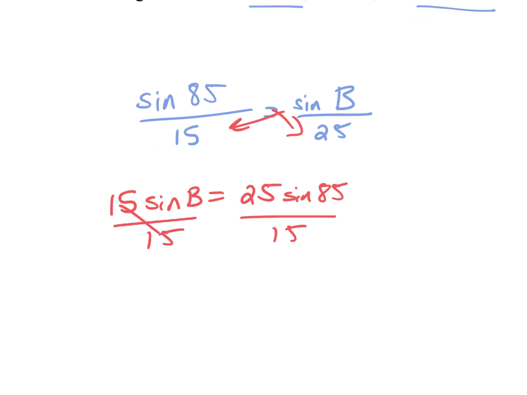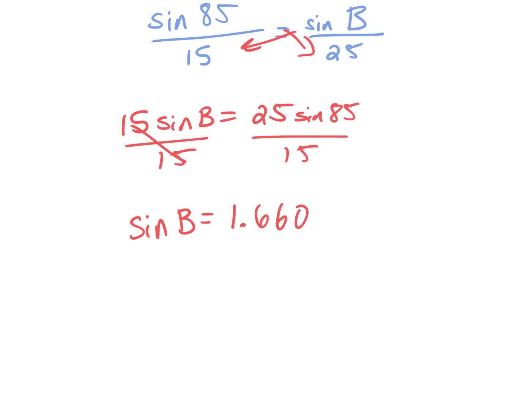Divide by 15. So you get the sine of B is 25 times the sine of 85 divided by 15, 1.660. Now, does that make sense as my angle measure? No, that's the sine of B. So in my calculator, I'm going to hit second sine. Some of you can just do second sine, second answer. If you don't want to do that, that's fine. Just put in second sine and then 1 point.